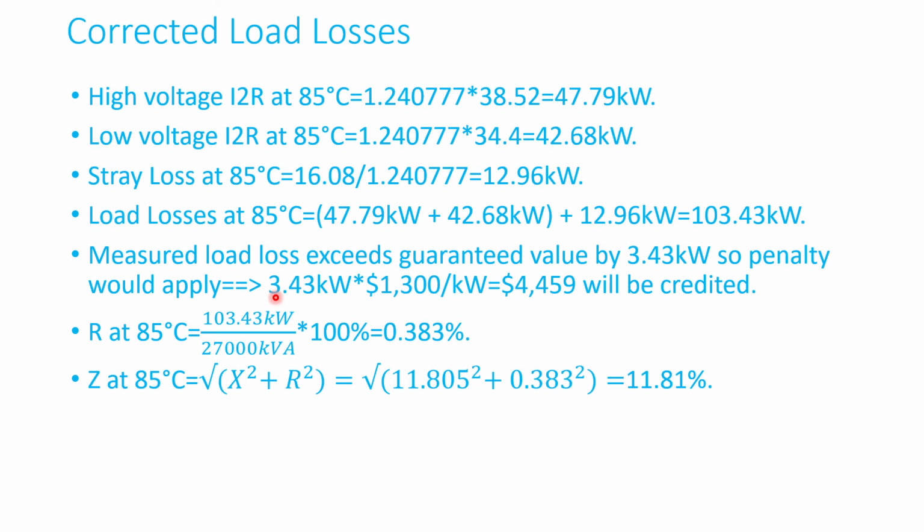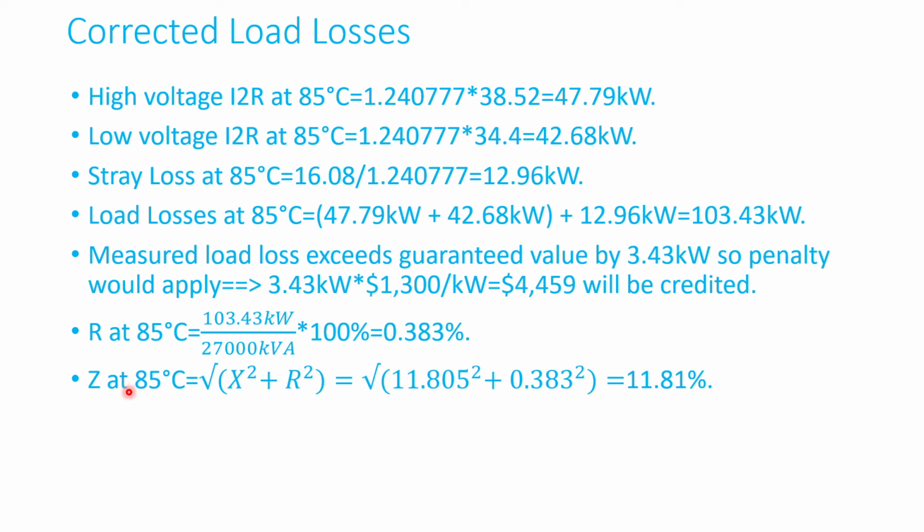So you take the extra load losses, which is 3.43 kilowatts, times the loss formula or the penalty, which is $1,300 per kilowatt. So if you do the math, it's $4,459 will be credited to the customer, basically. So then the resistance at 85 degrees Celsius, if I want to find the resistance in percent, I take the load loss at 85 degrees Celsius, which is 103.43 kilowatts, divided by the rated kVA, which is 27,000 kVA, times 100%, which comes to 0.383%.